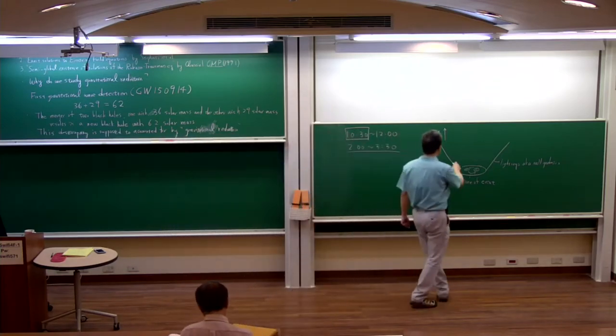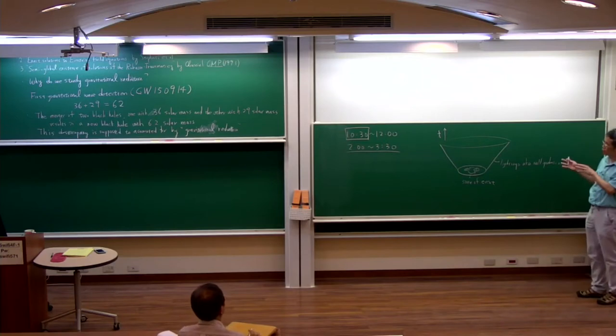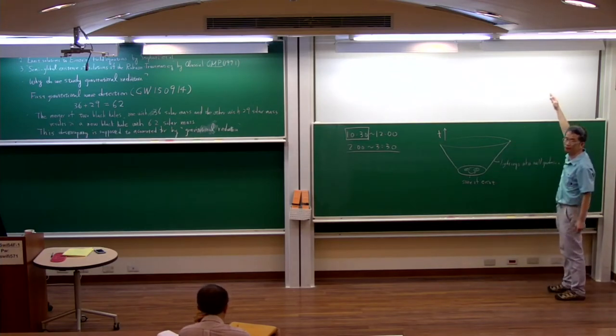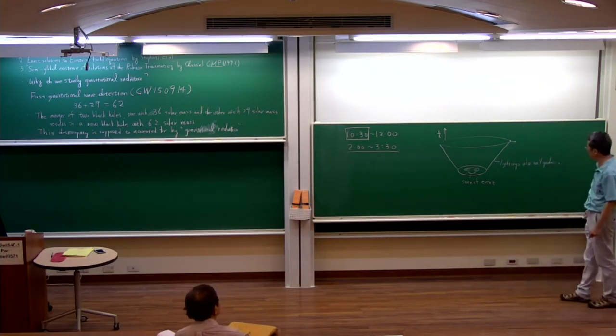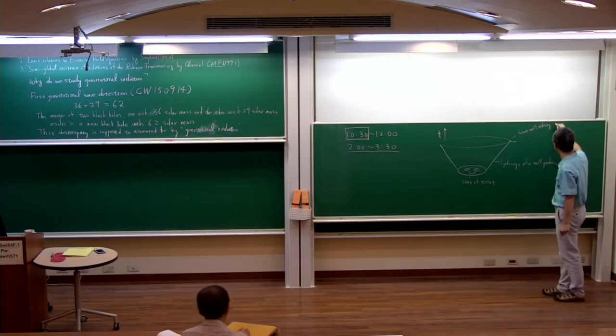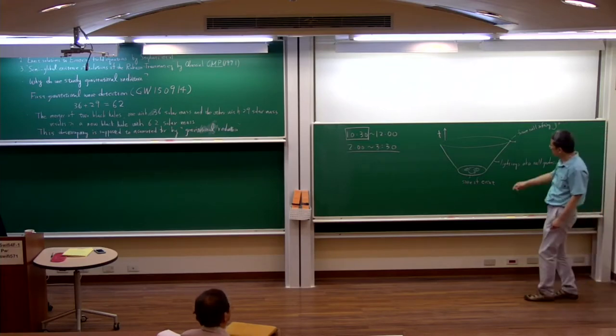And the observers, this is where gravitational wave detection happens, is situated here. You should really think of this as really far away, at infinity. And this is actually the topic of this course. I'm going to talk more about this, but this is so-called null infinity, or future null infinity, denoted as scri. So this is actually where we are.